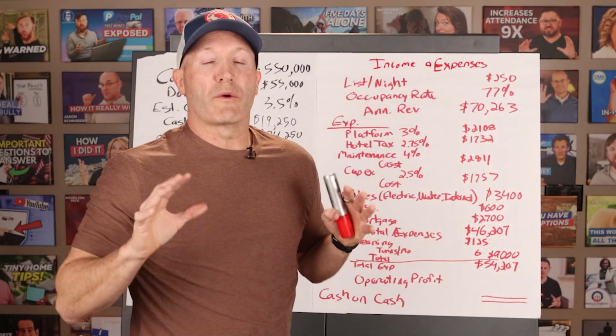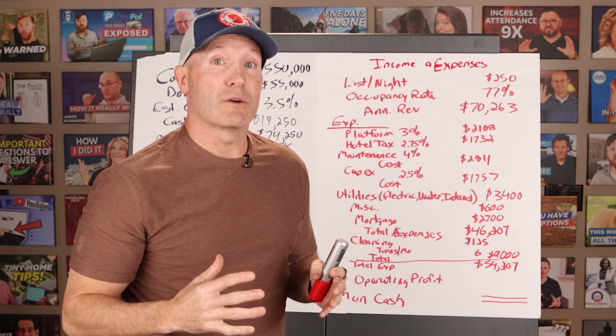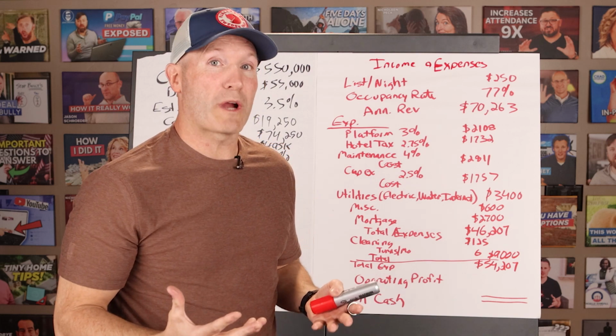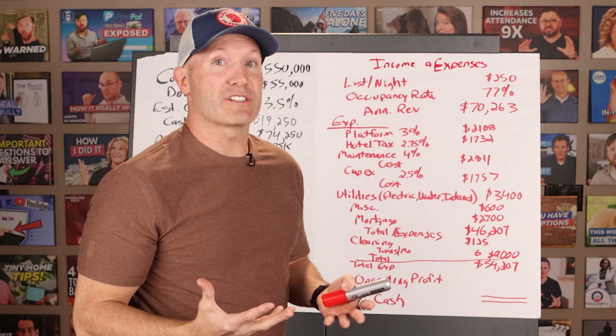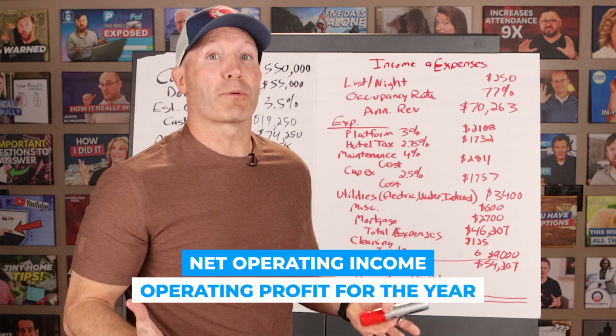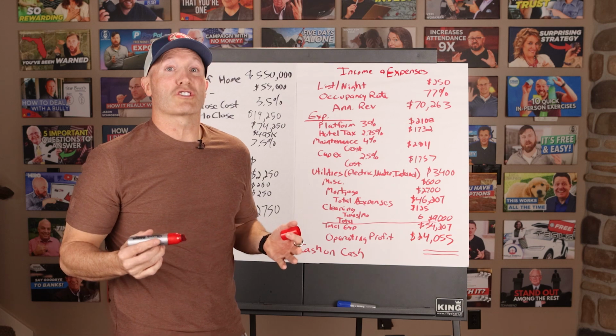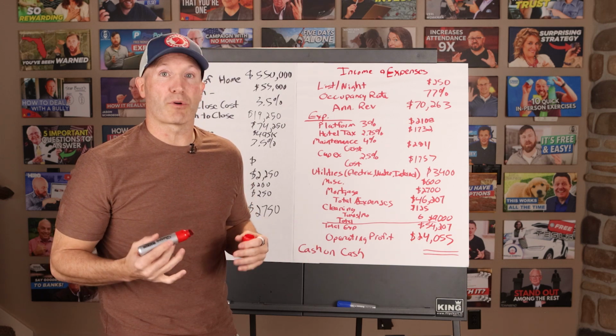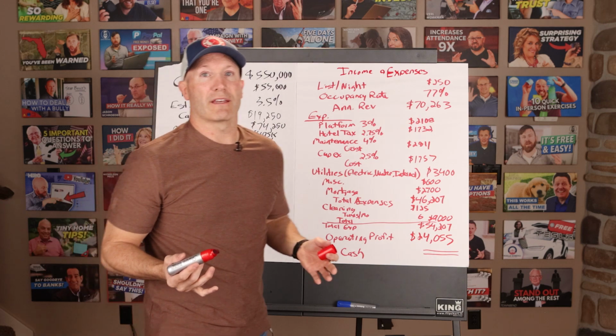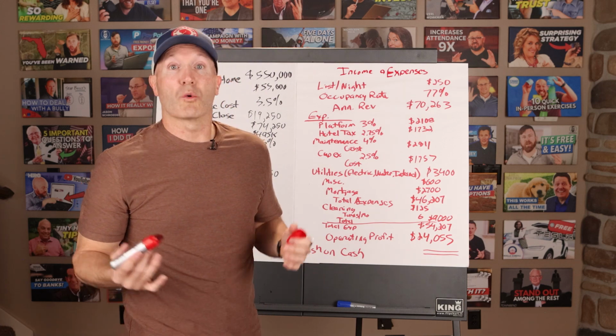So we've done all the work. We've evaluated all our annual expenses. We know our total revenue. So if we subtract our expenses from our revenue, that gives us our net operating income or operating profit for the year, which comes to $24,055, which is just about $2,000 a month of operating profit coming in from the property. Now you might say, man, that seems like a lot of work just to make $24,000.